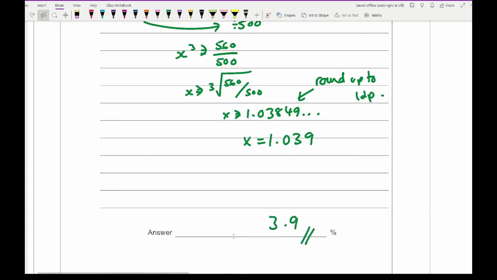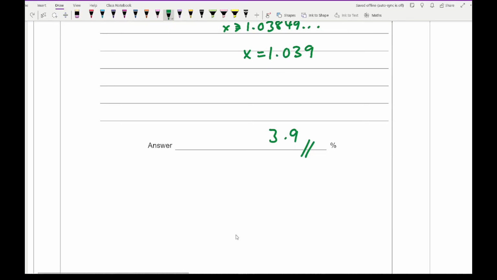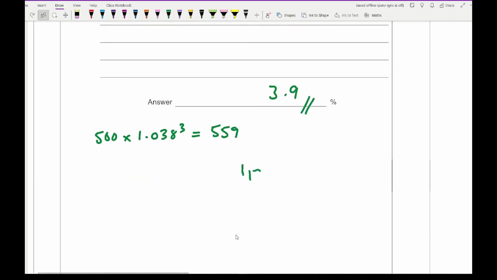And again, if you wanted to, you could check. So for example, if I did 500 multiplied by 1.038 to the power of 3, that would give me an answer of 559.19. Oh, what's happened there?